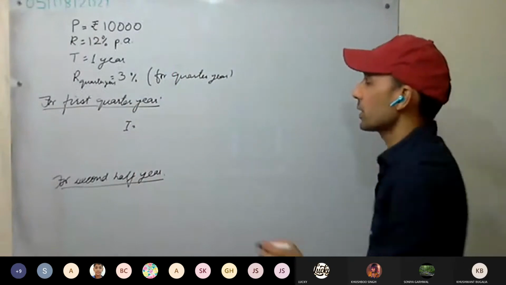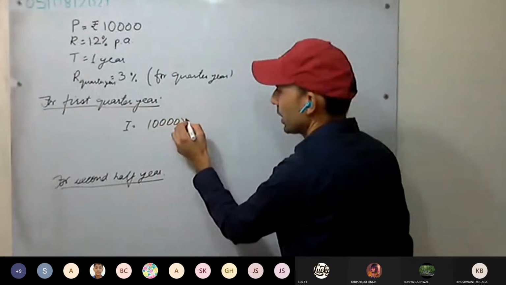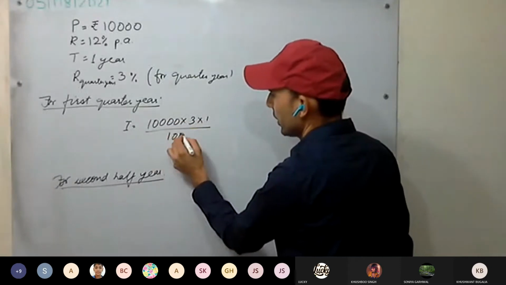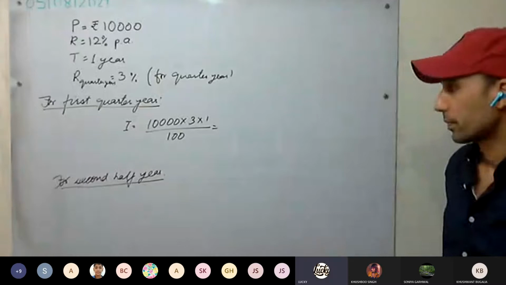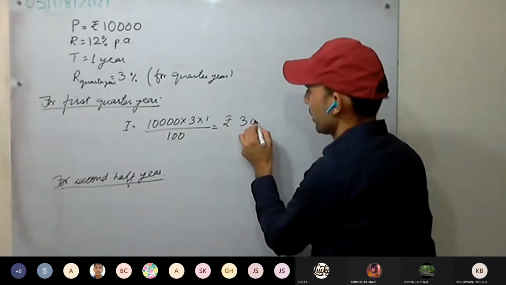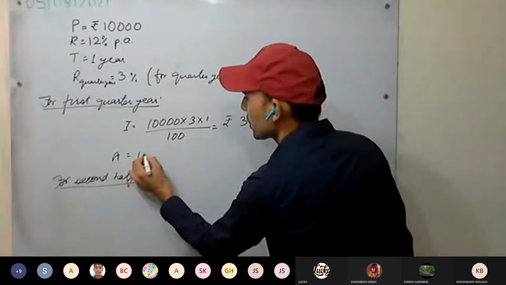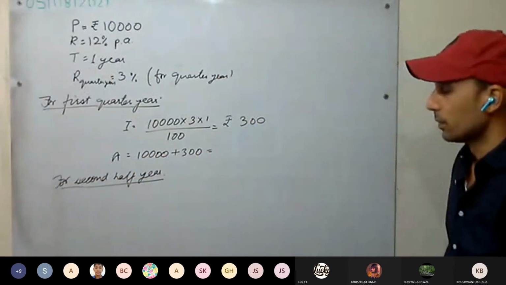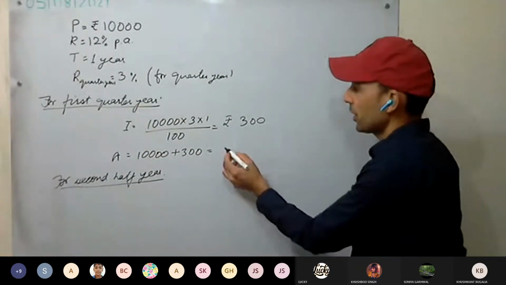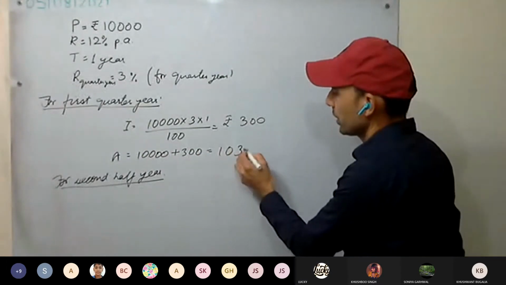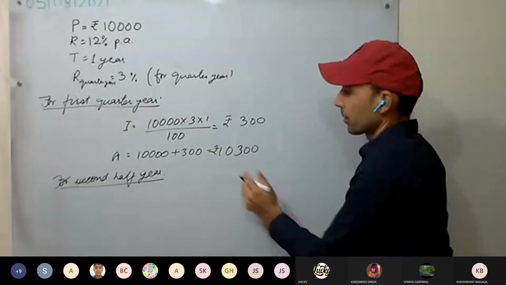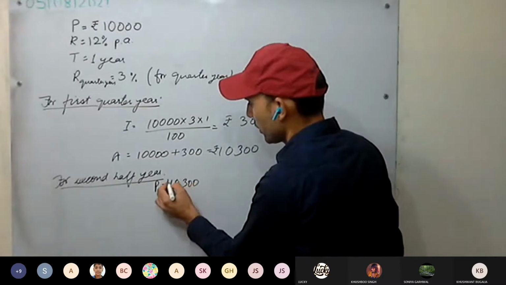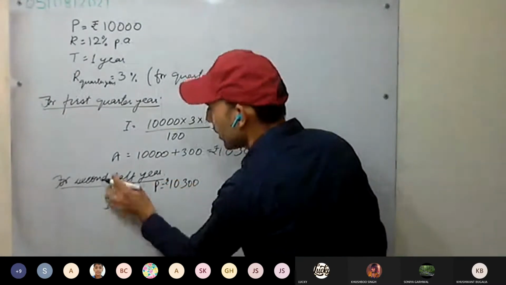Okay, calculate and tell me as well. 10,000 and it is 3% into first quarter year. How much have you got? 300 rupees. Okay. The amount will be how much? Everyone calculate the amount as well. 10,300 rupees. Now for the second quarter, the principal will be how much? 10,300 rupees.